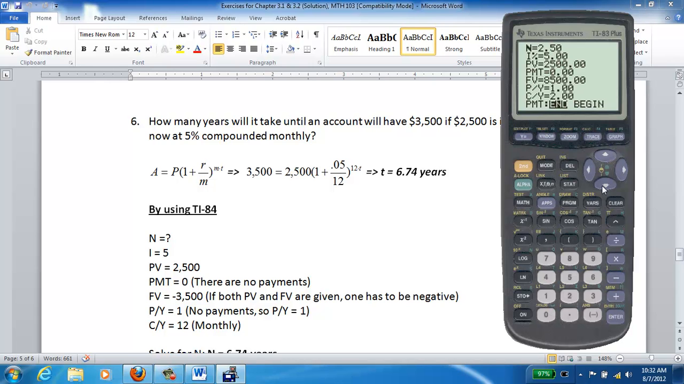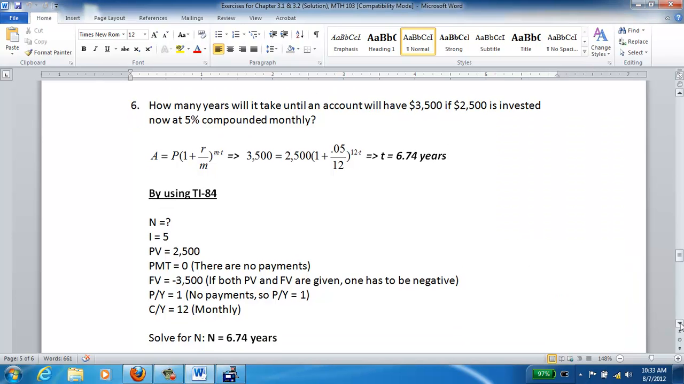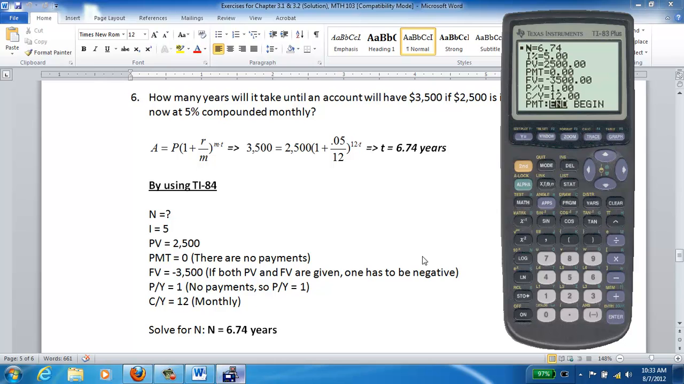A key thing, and I mentioned it before on the PowerPoint slides: if you have the present value and the future value, one has to be negative, the other has to be positive. So we can put the present value as a positive number, so future value will be negative 3,500. And then C/Y will be 12 because it's compounded monthly. And we go up, and then alpha, enter, and this is going to be the answer, 6.74 years. One more time, you go to alpha, enter for N, and this is 6.74.